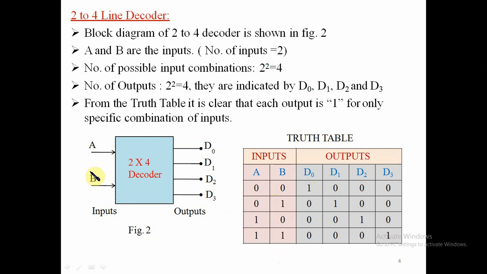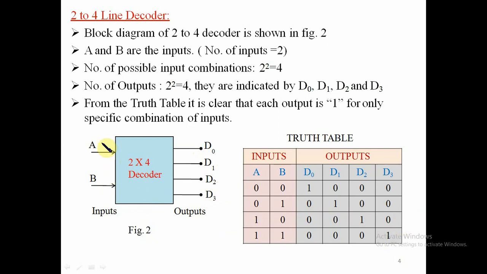Then A is 0, B is 1. In that case, the second output, D1, goes high and the remaining go low. The truth table indicates that. For the third input, A is 1, B is 0. In that case D0 goes low, D1 also low, D2 goes high, and D3 goes low.